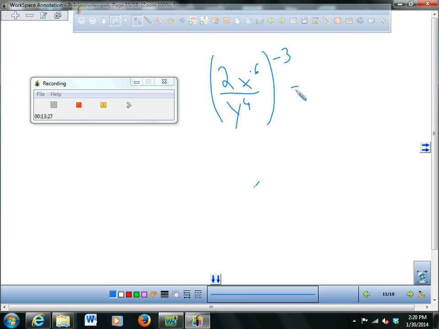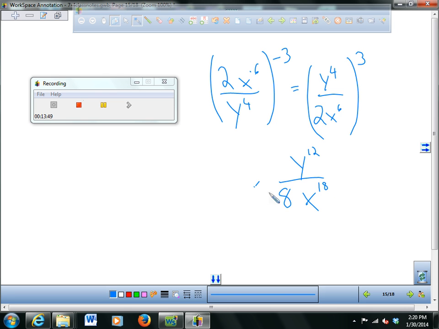Michael is exactly right. Flip it over to get y to the 4th over 2x to the 6th. Then I'm going to raise everything in there to the 3rd power. So this becomes y to the 12th, because I multiply those exponents. You can't forget to raise the 2 to the 3rd, that's 8. And x to the 6 times 3, which is 18. Very nice, Michael Miller. You're the man. All right.